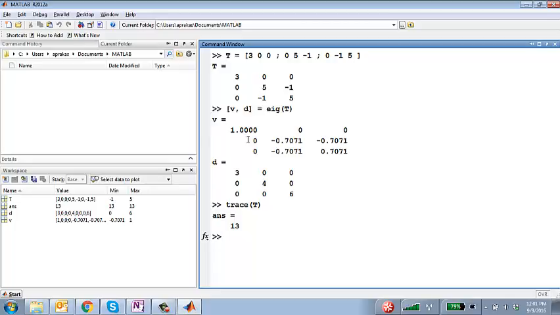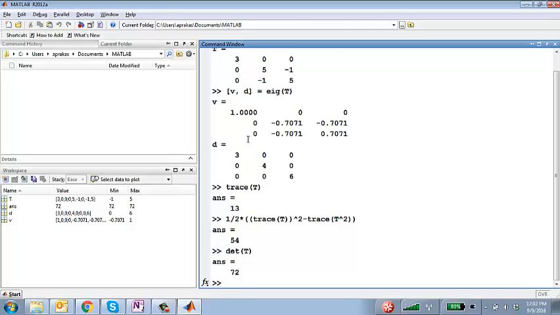We have the second invariant also here on your notes: half times trace T squared minus trace of T squared. T squared again is just T multiplied with itself. And again, 54. Determinant is an inbuilt command. So there's a lot of inbuilt commands already in there which you can explore.